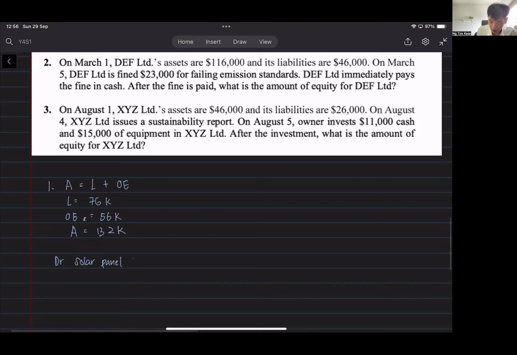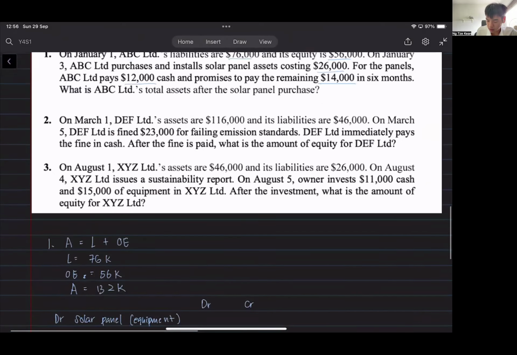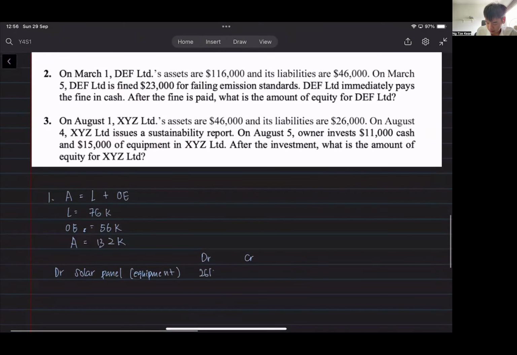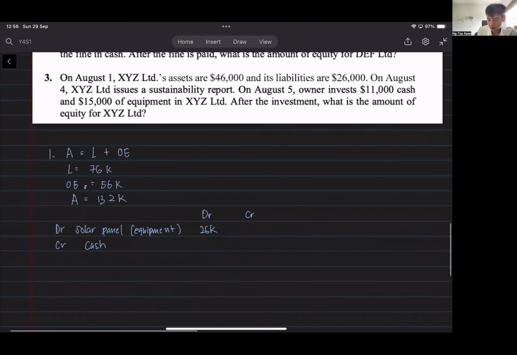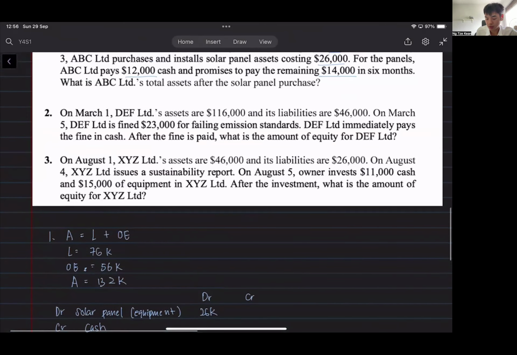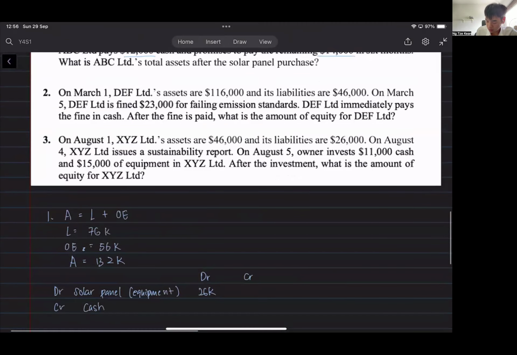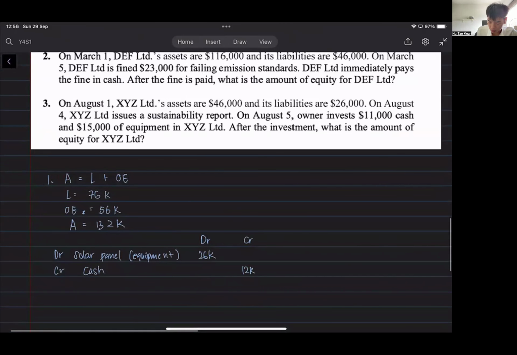which I presume would be an equipment, and you would debit it as 26,000, and you have to credit the corresponding entries. So because there's a cash paid out to decrease an asset, you need to credit an asset. So that would be 12K. So this is an asset, and this is an asset as well.